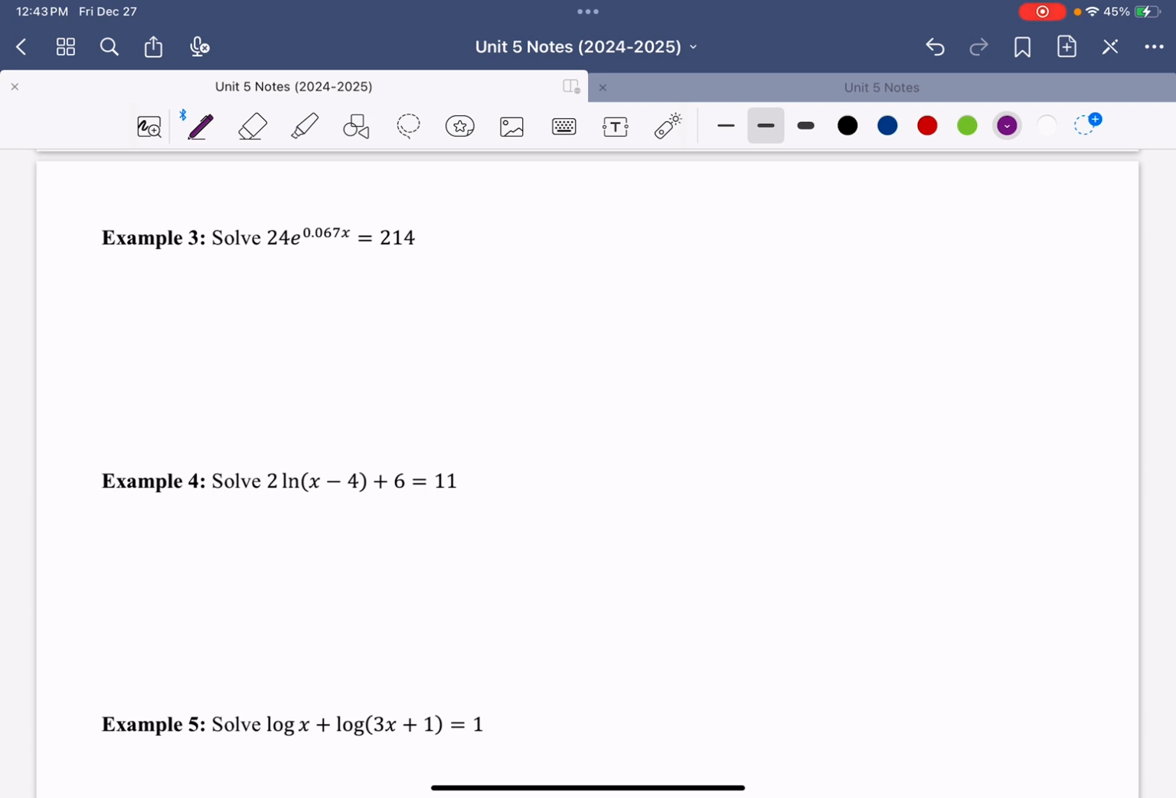Before we try to do anything to it, we need to make sure that this exponential portion is isolated. So I'm going to divide both sides by 24. That'll leave us with e to the 0.067x. And 214 divided by 24, I don't think is a whole number. I believe it's 107 over 12.